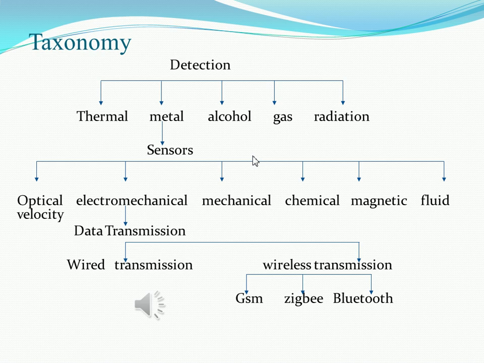This is the taxonomy. For the taxonomy of this one, we need a detector, a sensor, and data transmission. For detection, we use a metal detector. For the sensor, we use electromechanical systems. And for data transmission, we use wireless transmission.